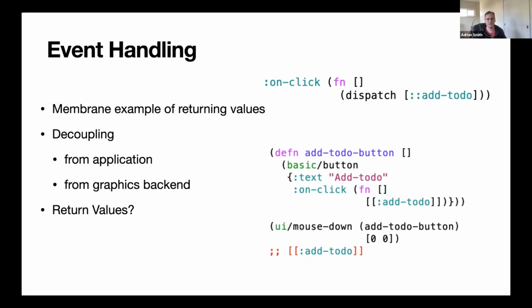And event functions. This is the event function for a mouse down event. So you can call your component and it returns a value. We're seeing what happens when you click at the mouse position 0, 0, and it returns add to-do. So this is your event function. It takes the view and the event and returns the intents. And it's a pure function and it's naturally decoupling.